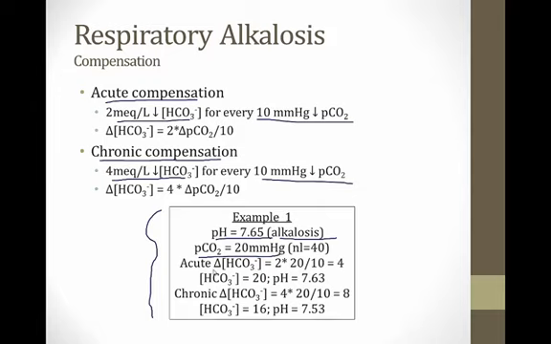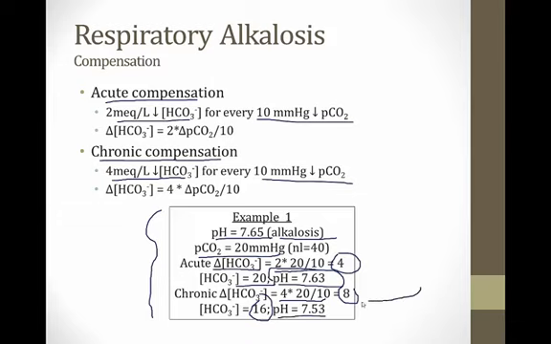Acutely, there'll be a very small change in bicarbonate. It'll be 2 times 20 divided by 10 by the equations above, and that's a 4 milliequivalent change. So the bicarb would drop from a normal of 24 down to 20, and by the Henderson-Hasselbalch equation, this gives you a pH of 7.63, so still pretty alkalotic. Chronically, however, the change in bicarb would be greater. It would be 4 times 20 divided by 10, or 8. This means the bicarb is going to fall from 24 down to 16, and this gives you a pH that's closer to normal of 7.53.